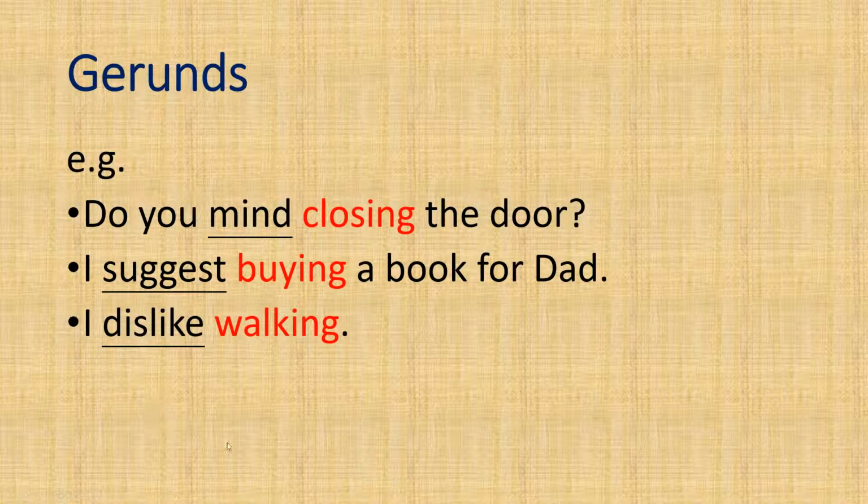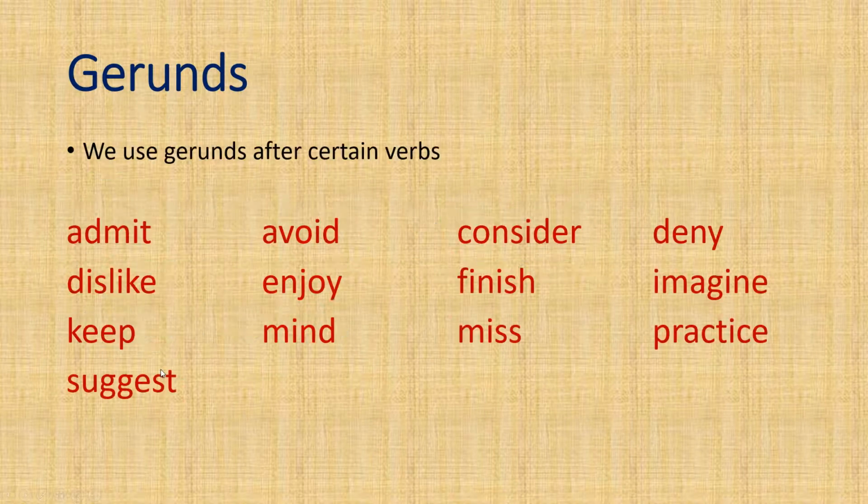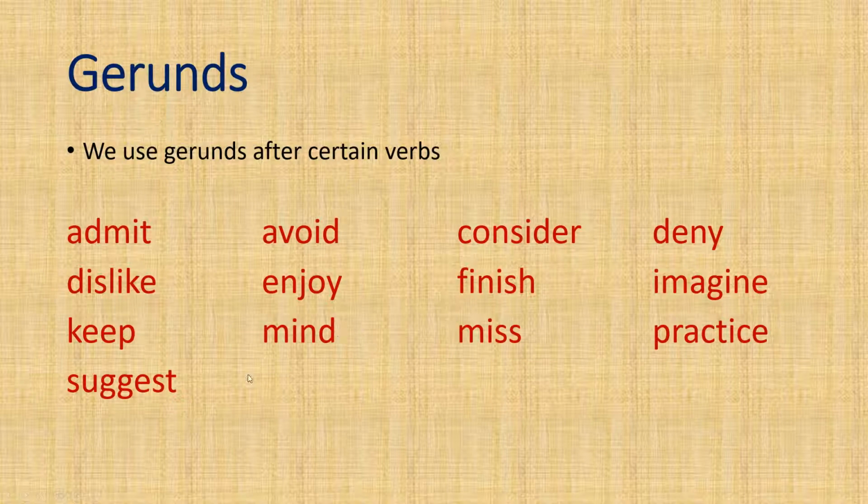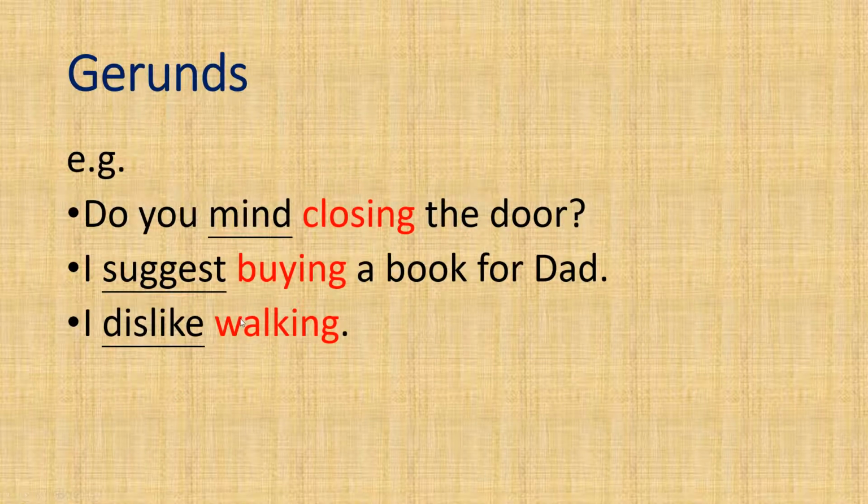The last example, I dislike walking. Again, the main verb is dislike. According to the list before, you can find this one, dislike. Alright, after the verb dislike, you need to use ing. Alright, so this is the first case you need to pay attention to.